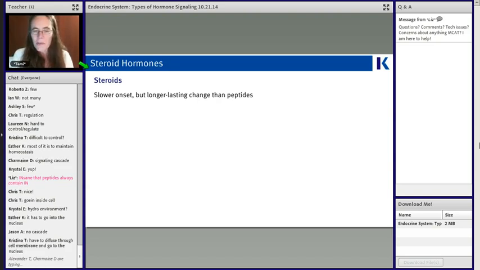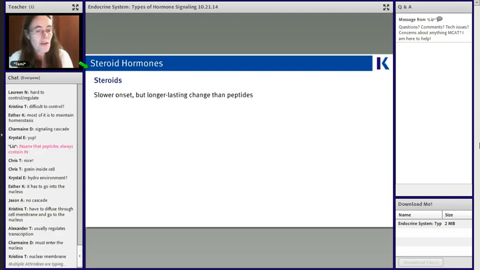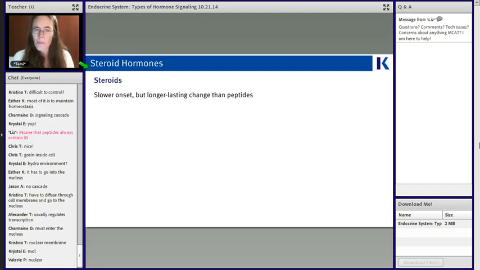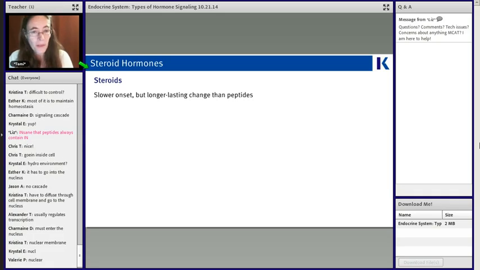Then if it can cross my plasma membrane, what else does it cross? There's another membrane it can cross. It crosses the nuclear membrane to, as Alexander says, regulate transcription. So it binds directly to my DNA, regulates my transcription, turns a new gene on, turns an old gene off. So this is why it takes longer to see it. Now, because it's bound to my DNA, this is also a longer lasting change than our peptides. Sometimes this can actually be a permanent change.